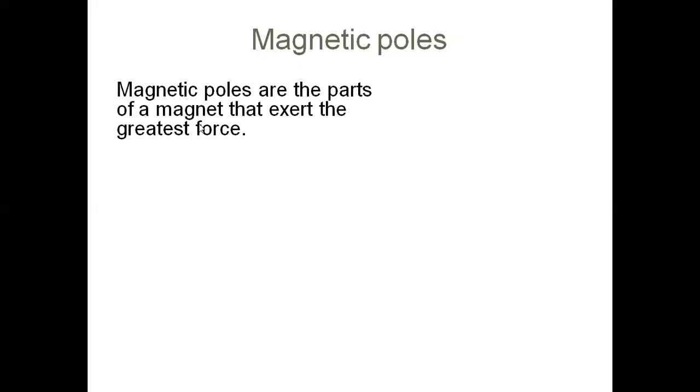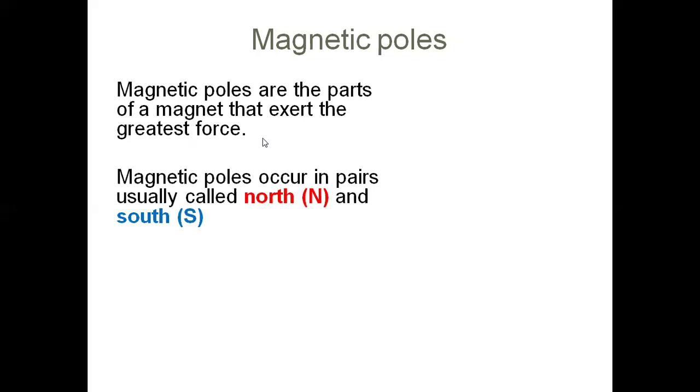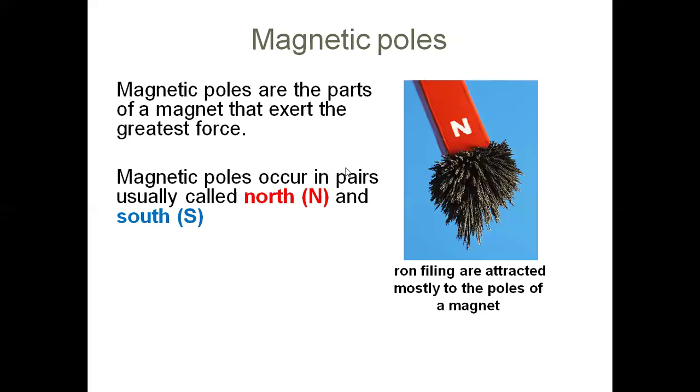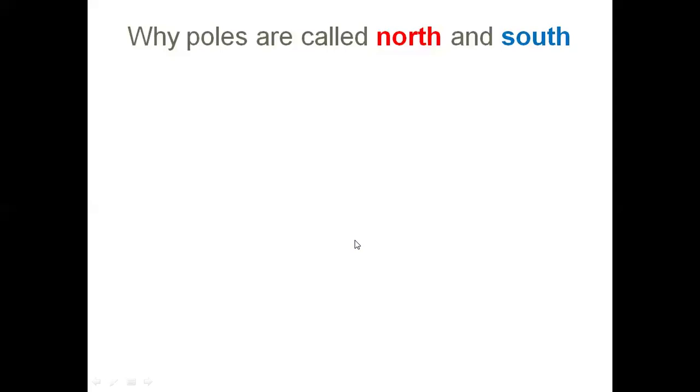The magnetic poles are parts of a magnet that exert the greatest force. Okay, the strength of the magnet is greatest at the two ends. We call them north and south poles. More iron filings are attracted towards the poles.